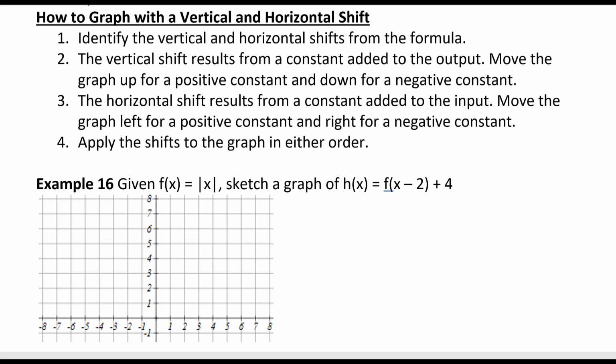Move the graph up for a positive constant and down for a negative constant. The horizontal shift results from a constant added to the input. Move the graph left for a positive constant and right for a negative constant. And apply the shifts to the graph in either order.